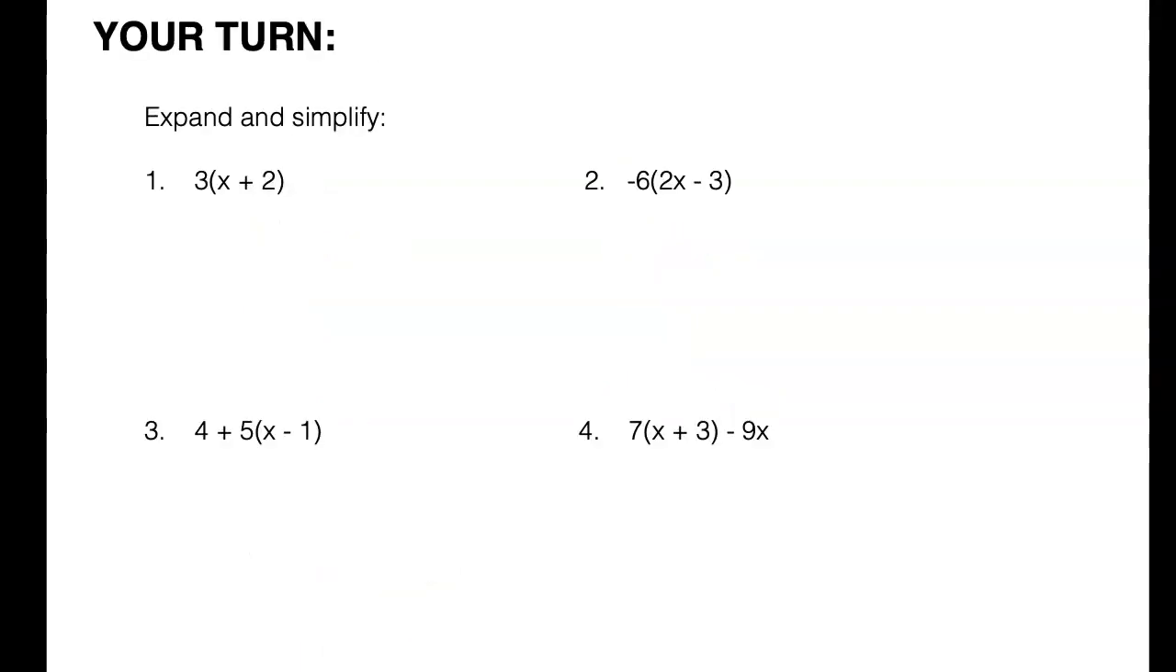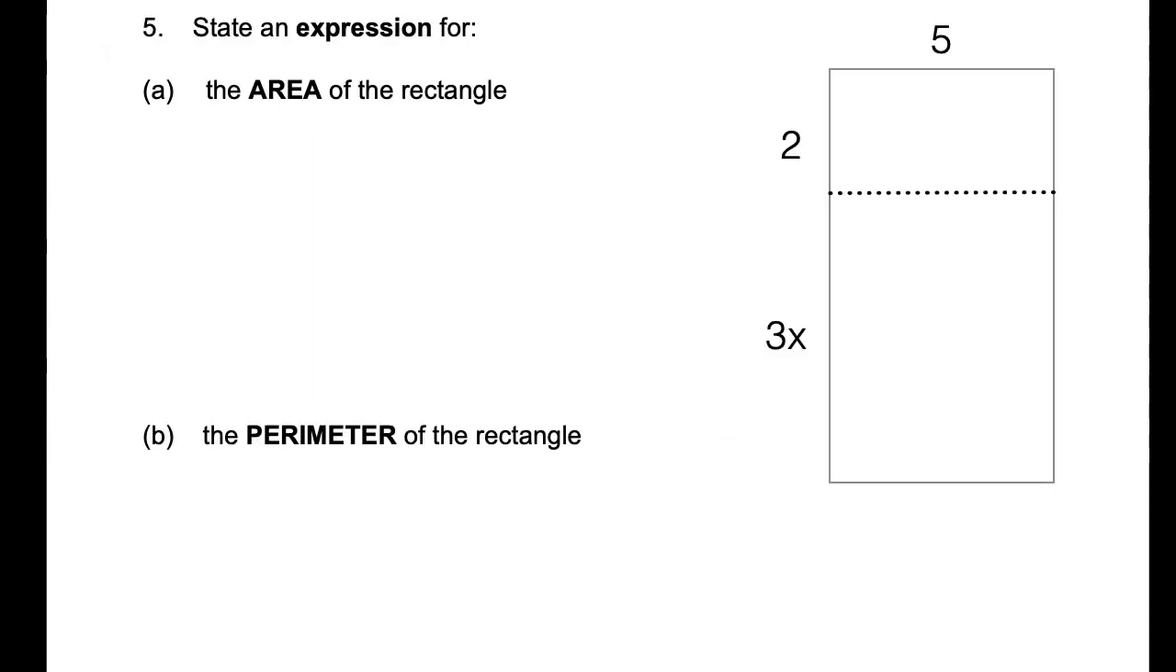So now it's your turn. I'd like you to complete the following 5 questions. The first 4 questions ask you to expand the expression by removing the brackets and then simplifying by collecting any like terms where necessary. In question 5, you are asked to state an expression for the area and the perimeter of the following rectangle that you see. It's the solid black line that is the whole rectangle. Pause the video and have a go, and then you can come back and check your solutions.